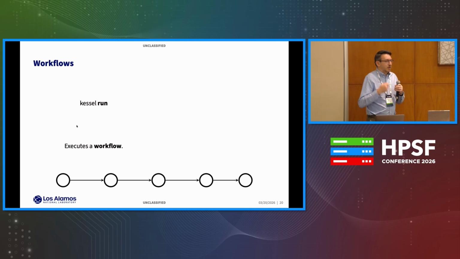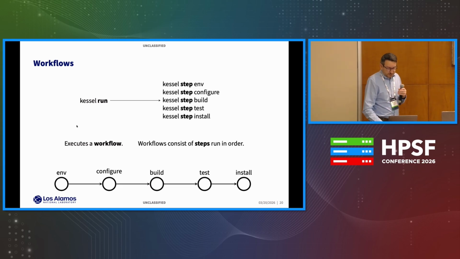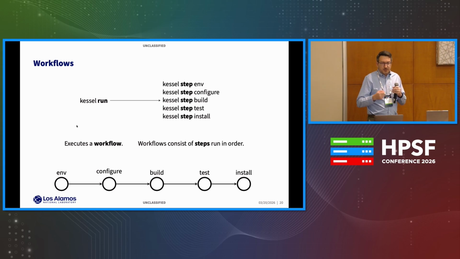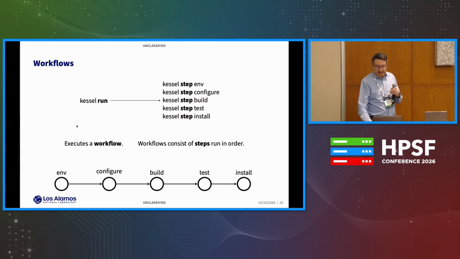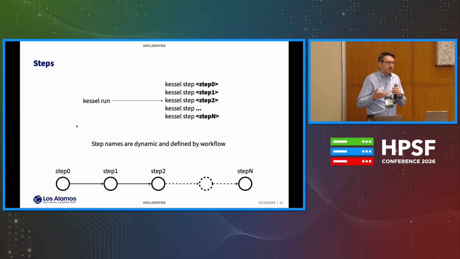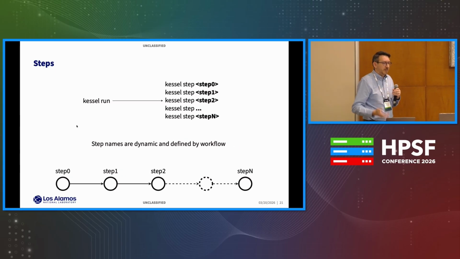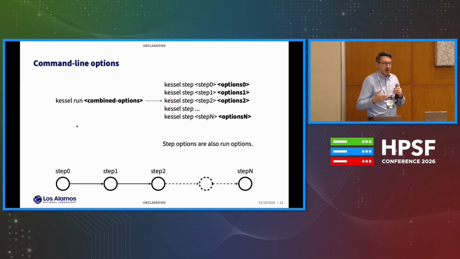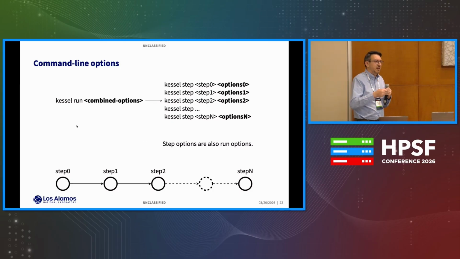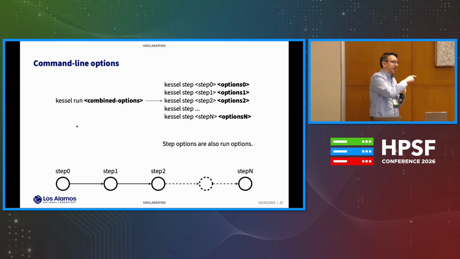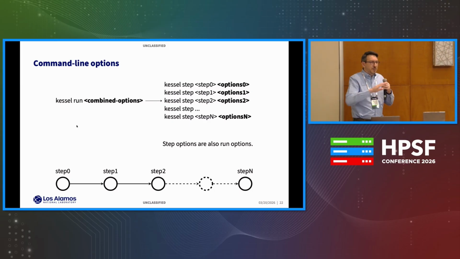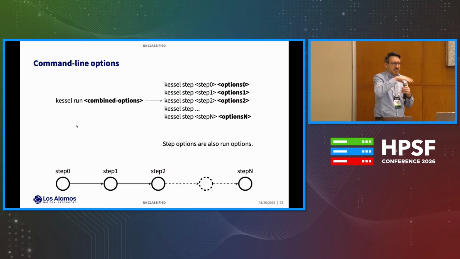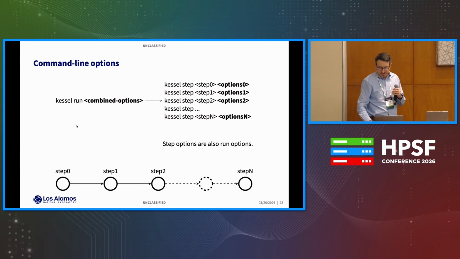Kessel runs a workflow, and every workflow consists of steps. You can run individual parts of the workflow using the Kessel step command. Every step has a name, but that name is completely generic. It's dynamic based on the workflow definition. Now, every step can have command line options, and the combination of these command line options is what makes up the command line of Kessel run. It's a very simple idea, and Kessel gives you the scaffolding to write this kind of stuff.